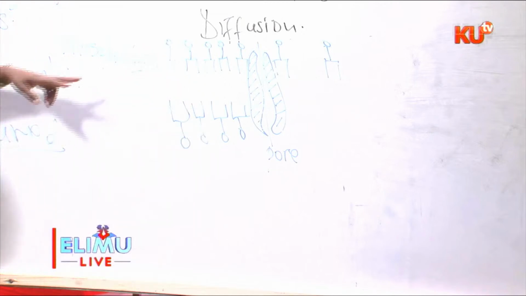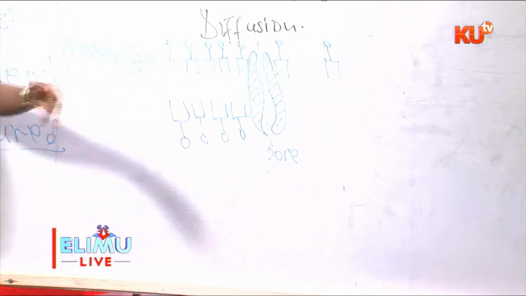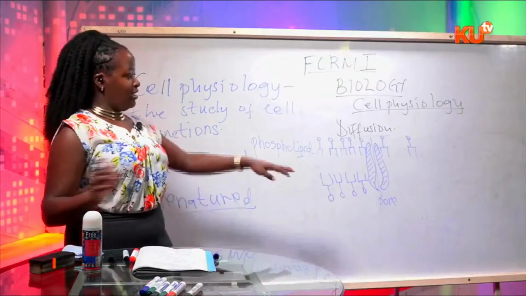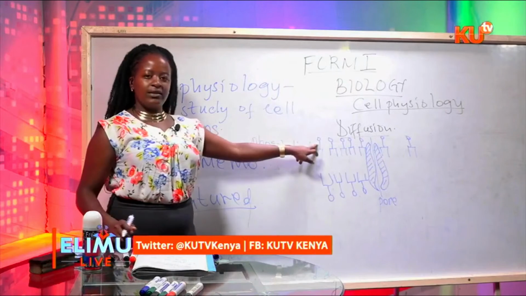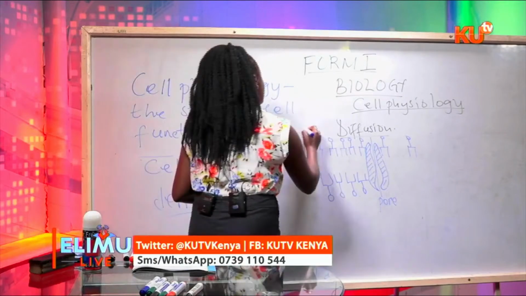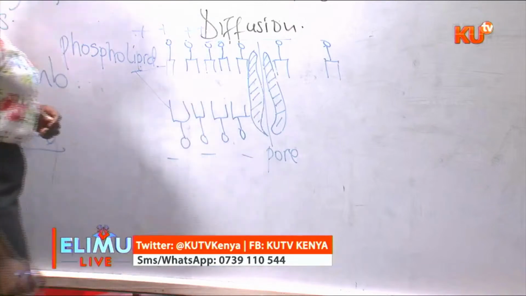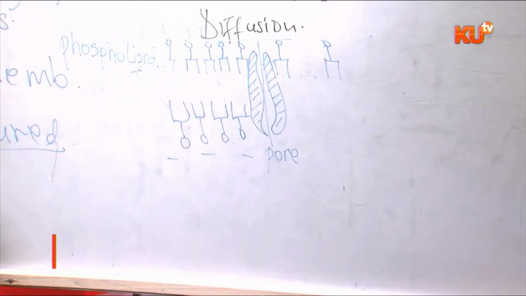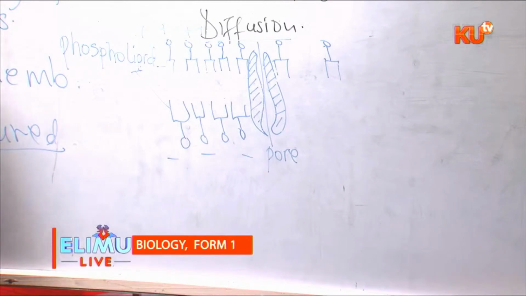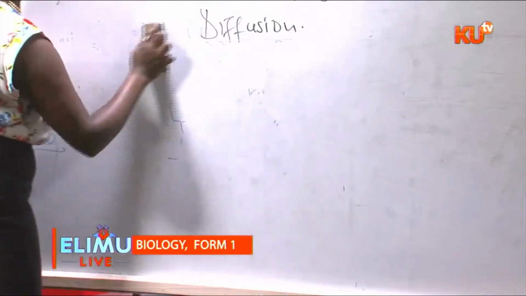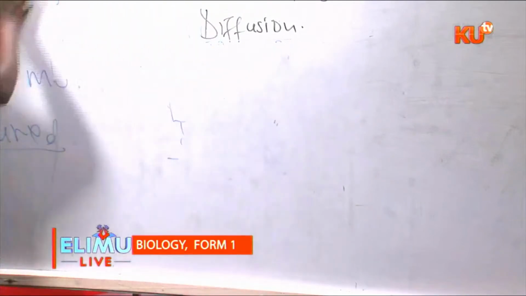This is what we are calling phospholipid. And as we have said, the cell membrane has electric charges. So this is the outer part of the cell membrane, which has positive charges, and the inner part has negative charges. That is the structure of the cell membrane.